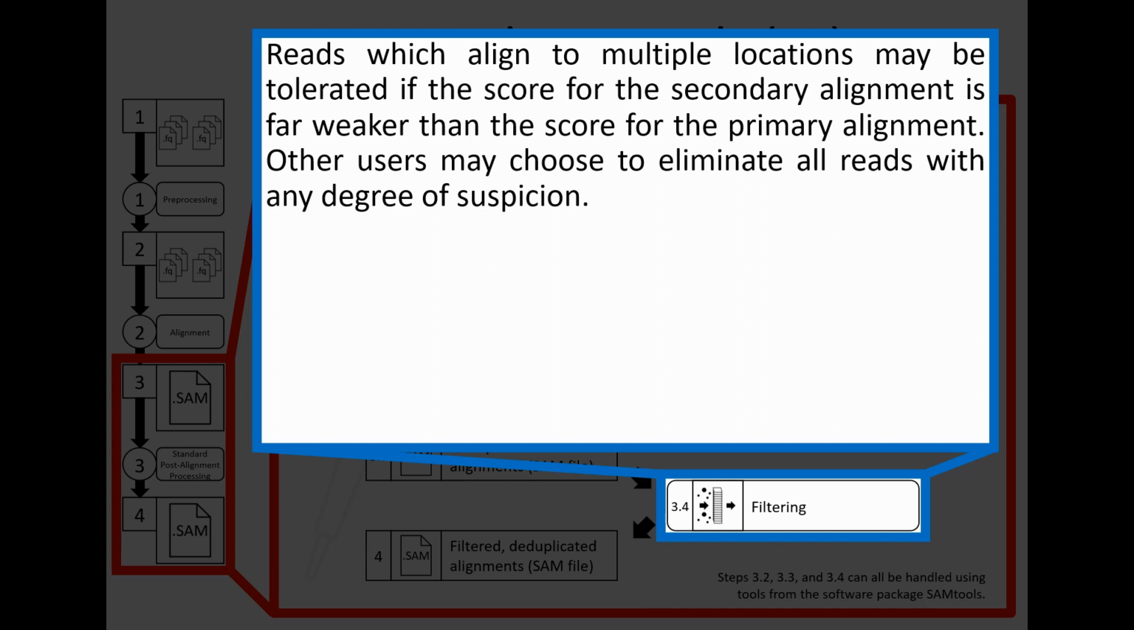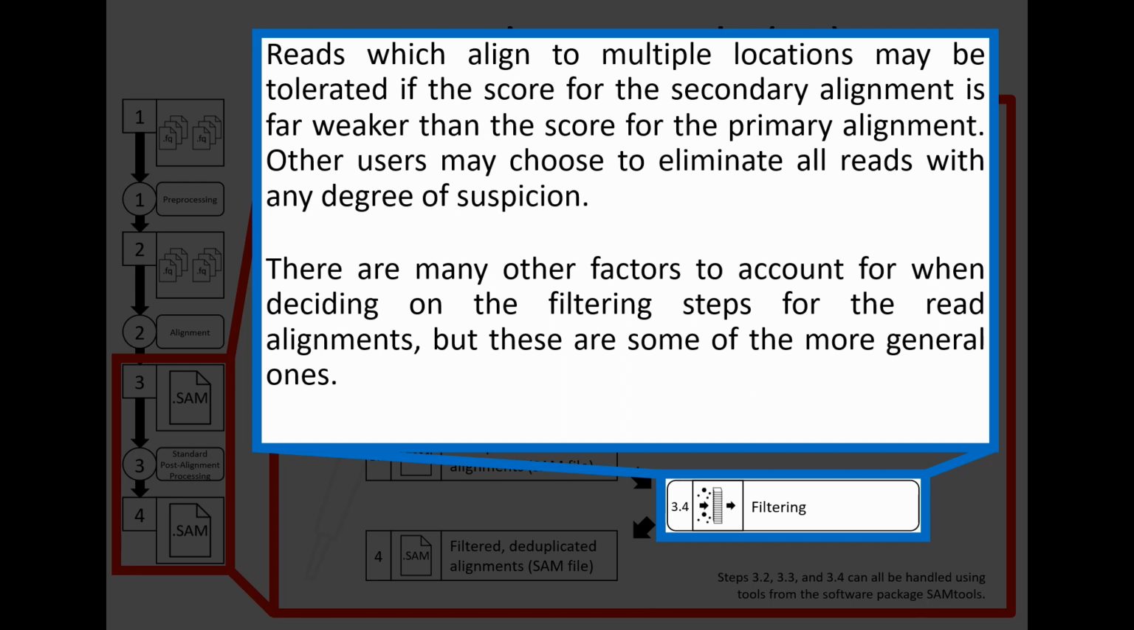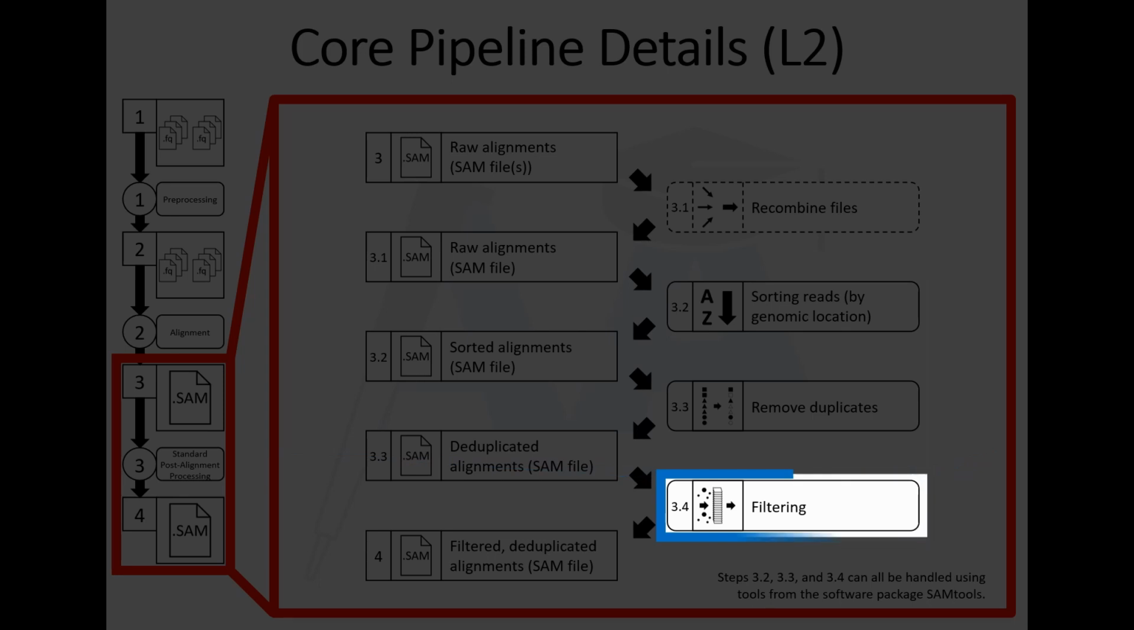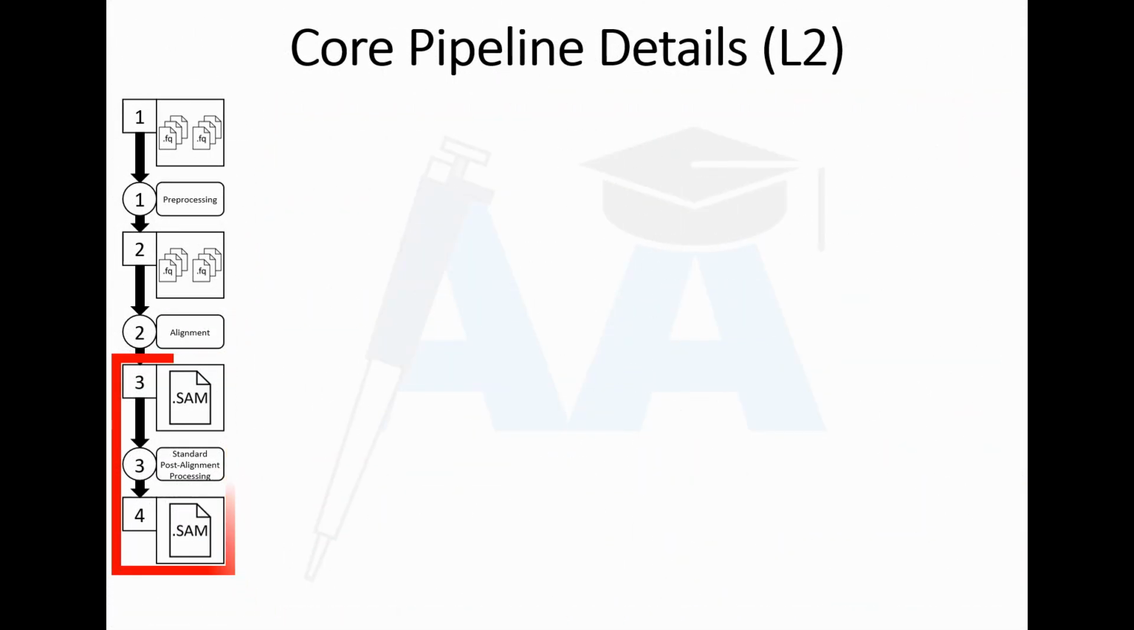In other experiments, all reads with any degree of suspicion are removed. The appropriate course of action would depend on the experiment from which the data had originated. There are many other factors to account for when deciding on the filtering steps for the read alignments, but these are some of the more general ones. And that concludes everything I have to say about the core pipeline.